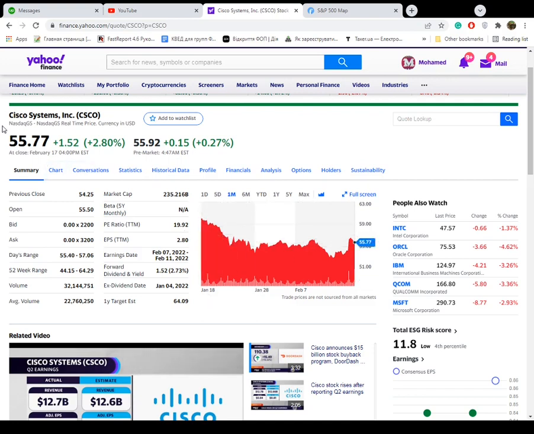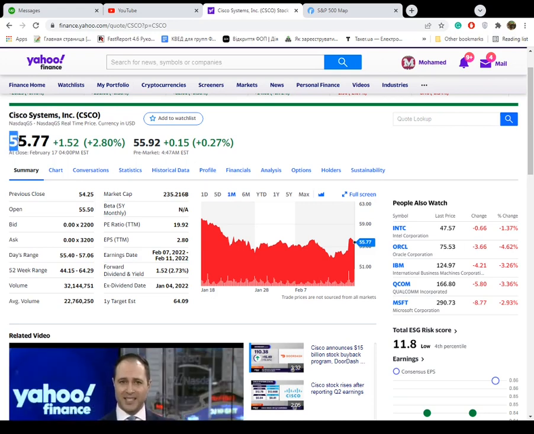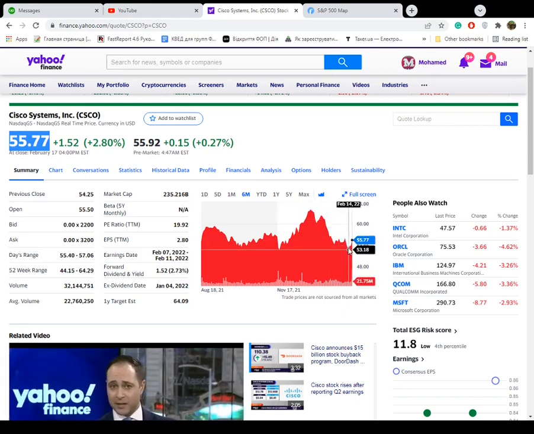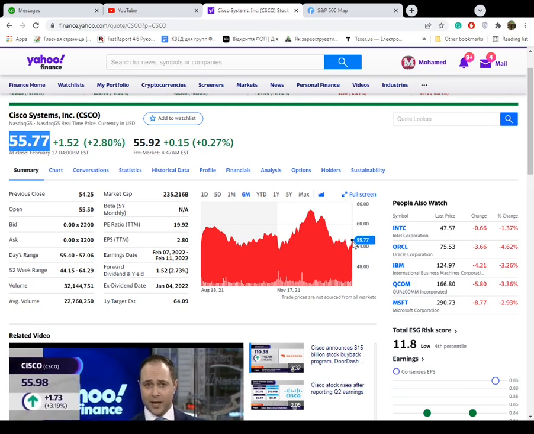Today we will be calculating the fair value for Cisco Systems, ticker CSCO. At the moment the stock is trading at $55.77. We see that the stock had a pullback from the highs of $63.96 and went all the way down to $55.77.